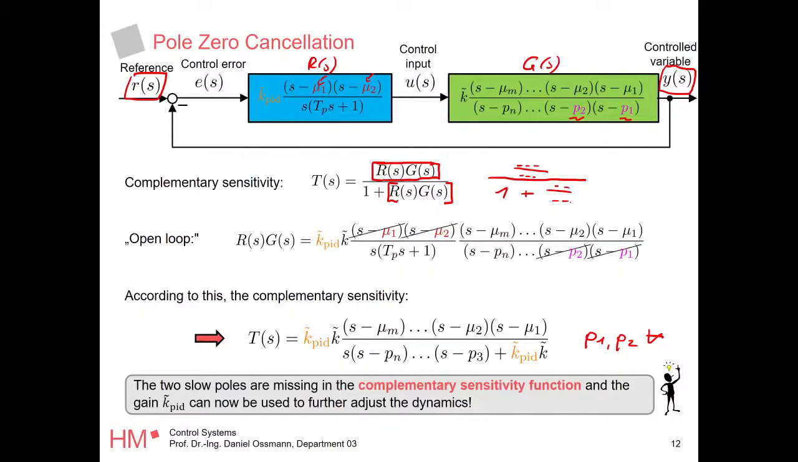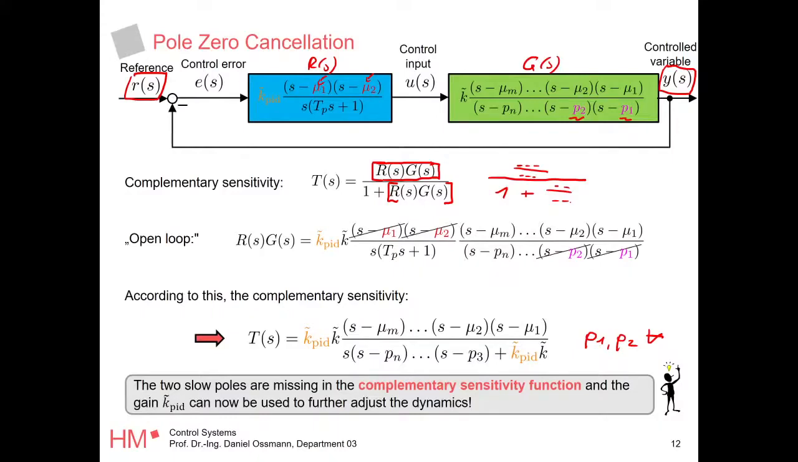Right? So this is the very first model-based idea I want to show you. And we're going to apply that immediately to the espresso machine. Okay? So you take out the poles you don't like.